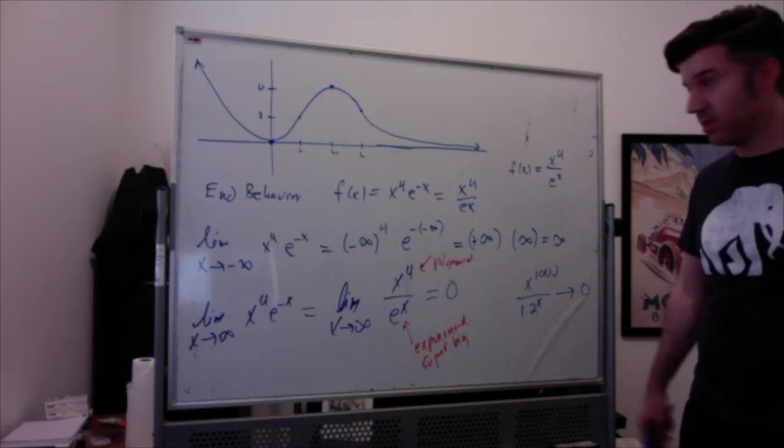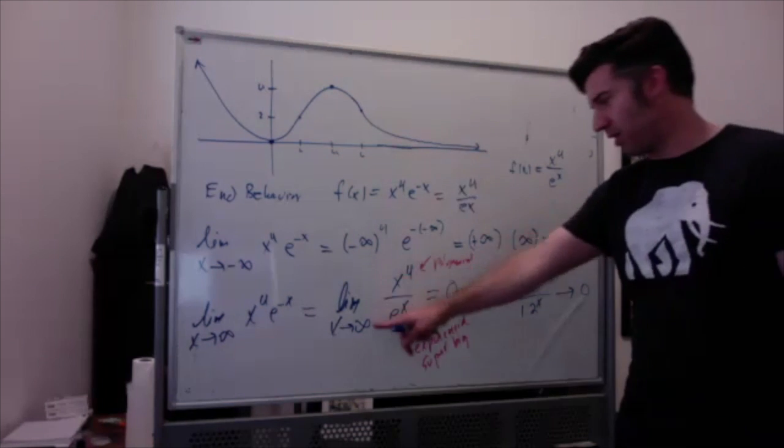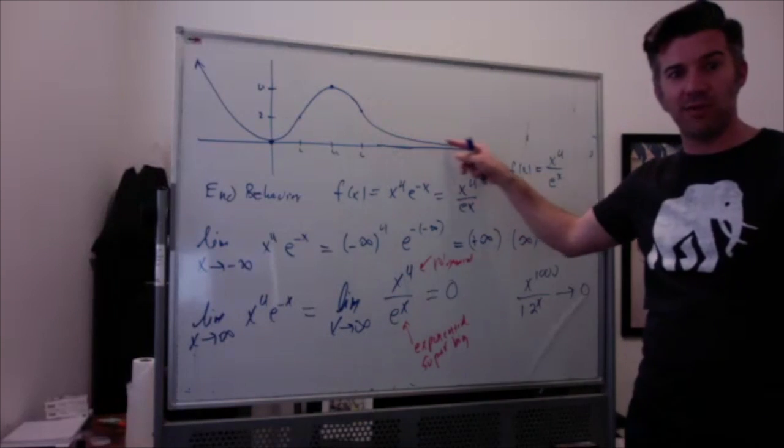That's kind of it. And so that shows us, oh yeah, if the limit's 0, you get a horizontal asymptote of y equal to 0.